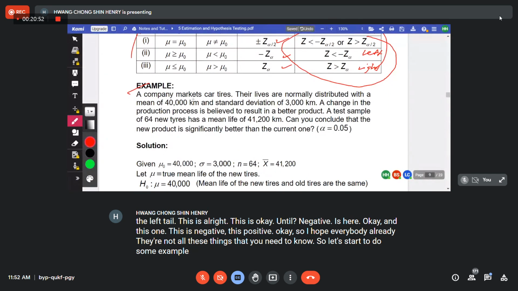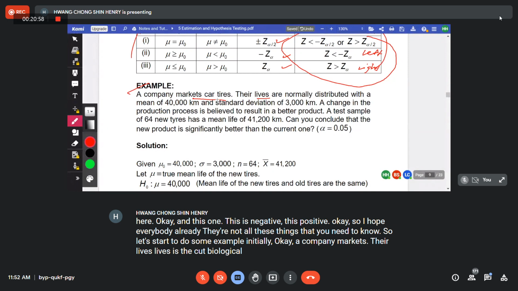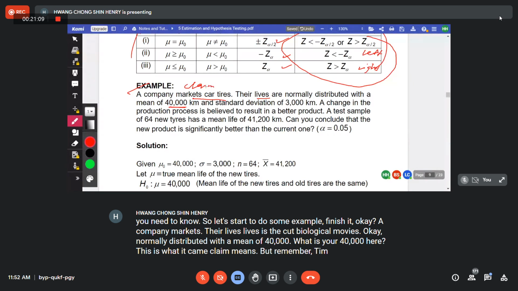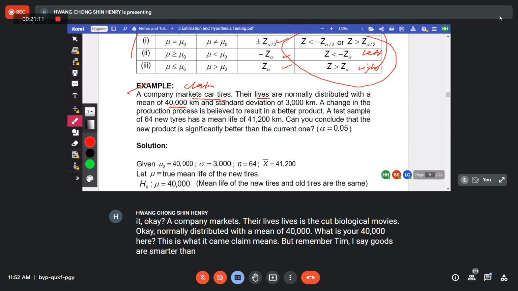Okay, a company markets car tires. The lives are the car tire lives, not human being lives. Okay, normally distributed with a mean of 40,000. What is your 40,000 here? This is what it claims. Claim means what? Remember claim? I say girls are smarter than guys. So this is the claim.